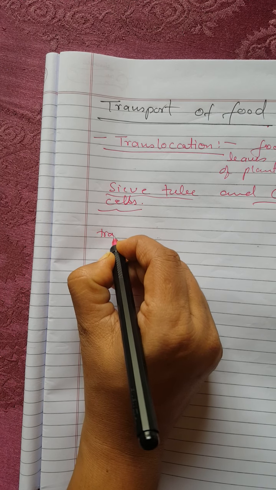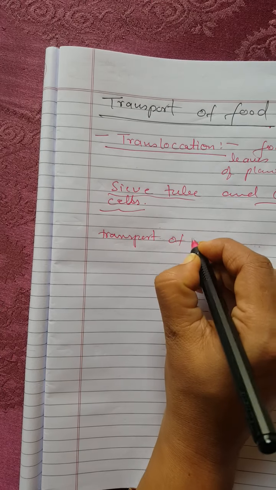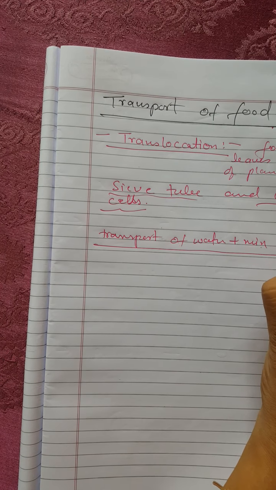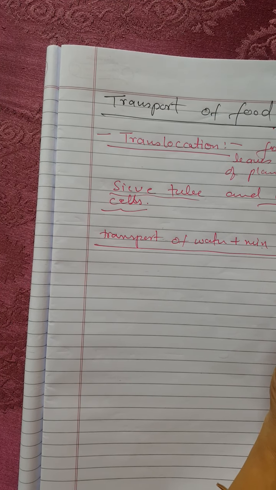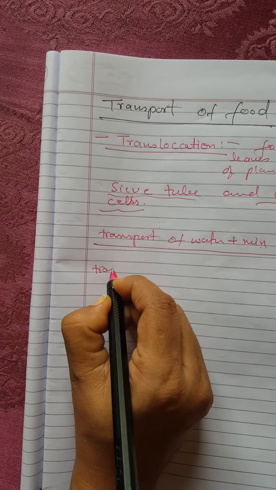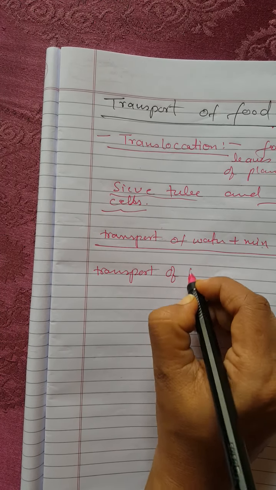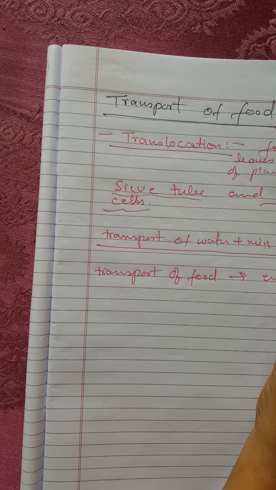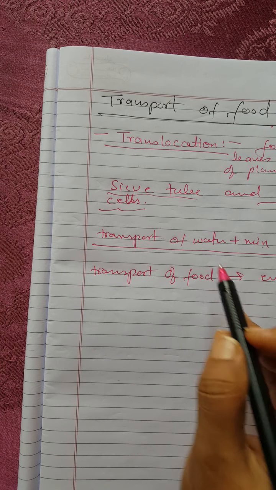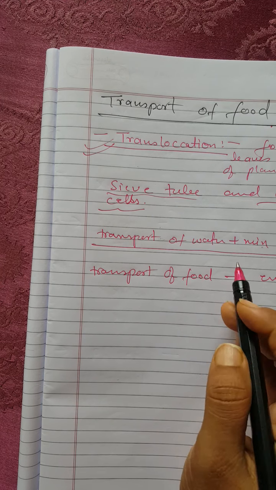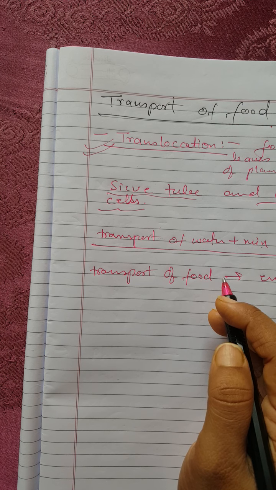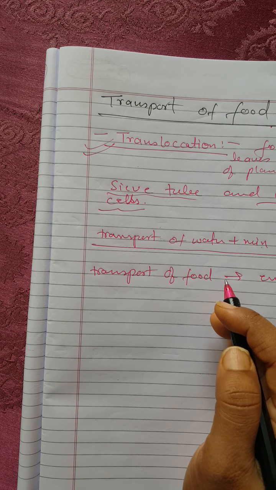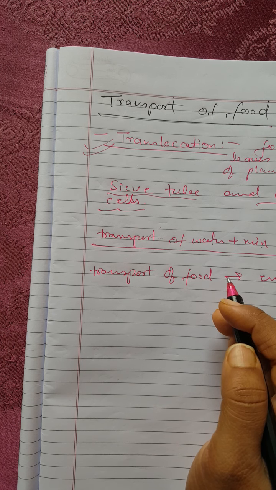Transport of water plus minerals requires physical forces, but transport of food is done by using energy. This transport of food, also known as translocation, we can say translocation in phloem, is done by utilizing energy.